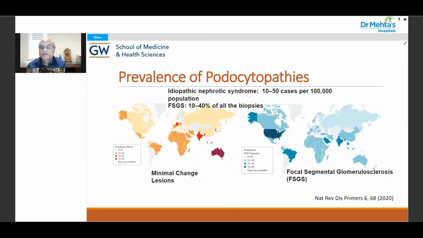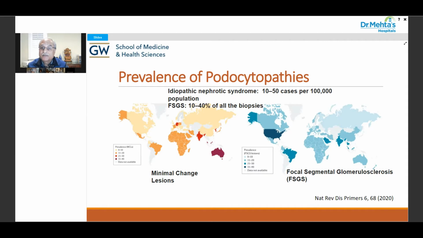How often do we see podocytopathies, and what's the prevalence of this disease? Obviously, we cannot pick every single entity that's included. Here are a couple of examples. Again, I've taken this from Jeffrey Kopp's work related to minimal change lesion distribution throughout the world. I was struck by the fact that minimal change lesions are much more prevalent in India, Australia, and some parts of Europe as compared with North America, which was something that I did not know.